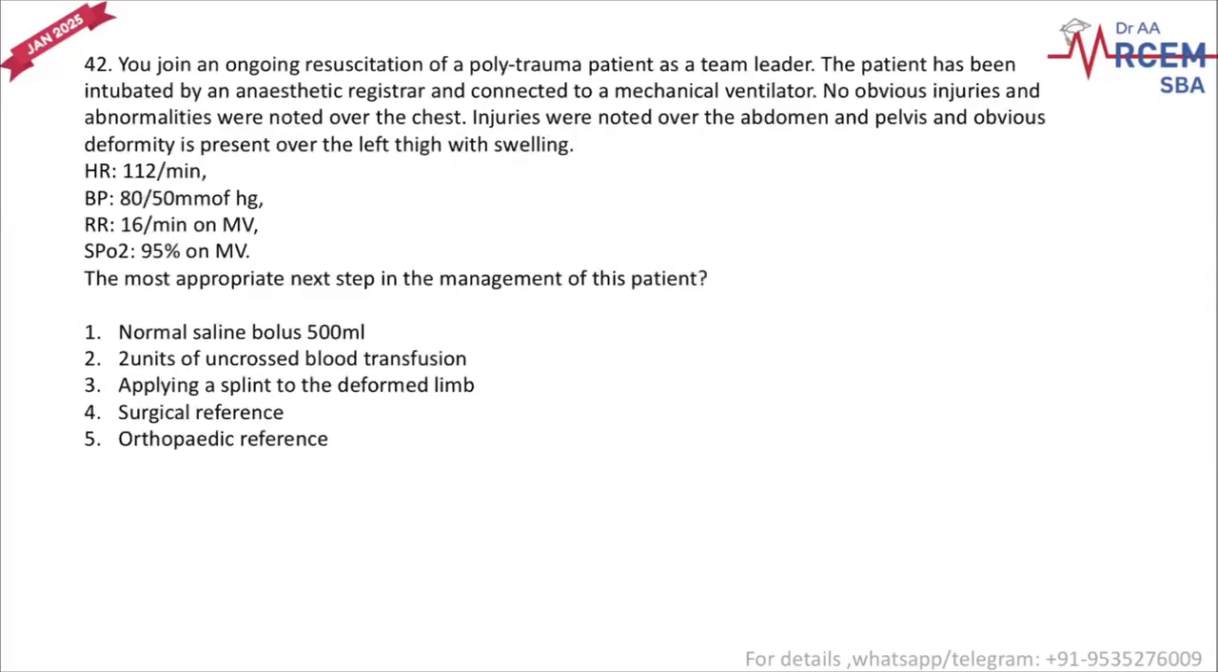You join an ongoing resuscitation of a polytrauma patient as a team leader. The patient has been intubated by anesthetic registrar connected to the mechanical ventilator. No obvious injuries and abnormalities were noted over the chest. Injuries were noted over the abdomen, pelvis, and obvious deformity is noted over the thigh with swelling. There is tachycardia, there is hypotension. The most appropriate next step in management of this patient?